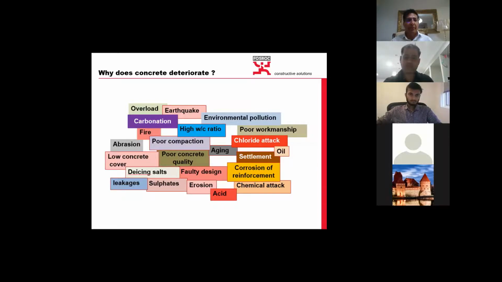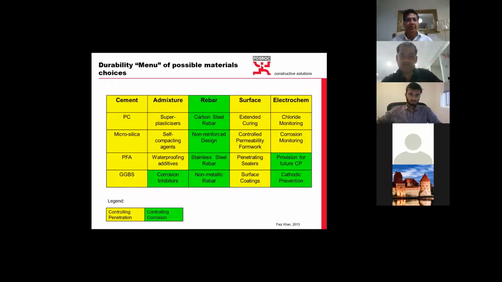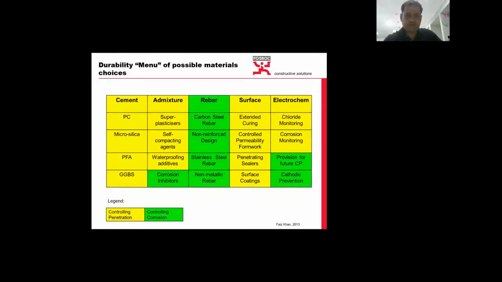Correct. Okay. Thank you. So, durability menu of possible materials. This is a durability menu slide. I've taken it from Mr. Faiz Khan. I was working with him in Dubai, and I really like this slide. So I've referenced this gentleman as well.